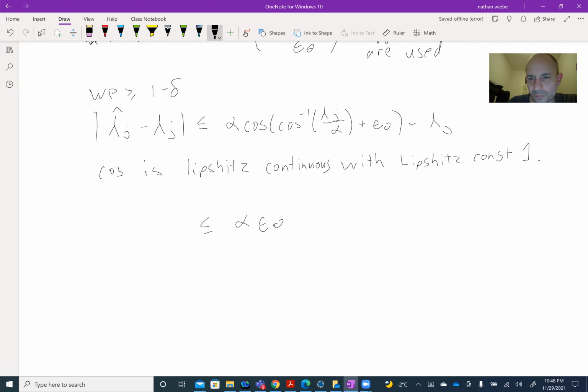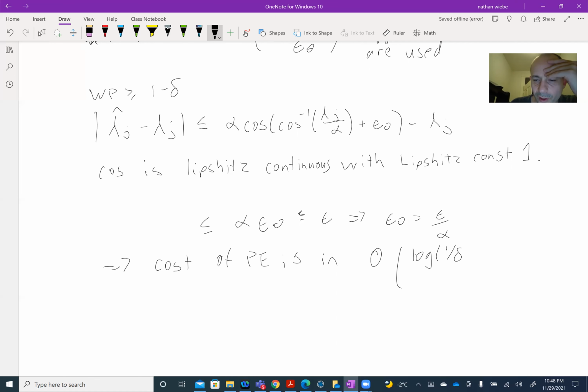Okay, so that is the basic expression that we need. And so if we want this to be less than or equal to epsilon, then it suffices to pick epsilon naught equal to epsilon over alpha. And this implies that the total cost of phase estimation is in order log 1 over delta over epsilon times alpha.